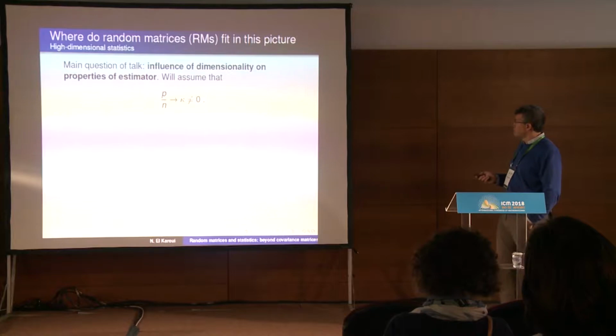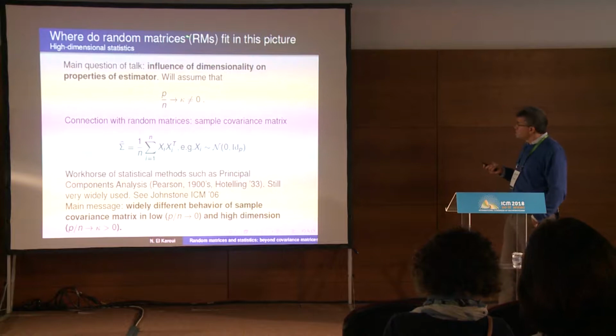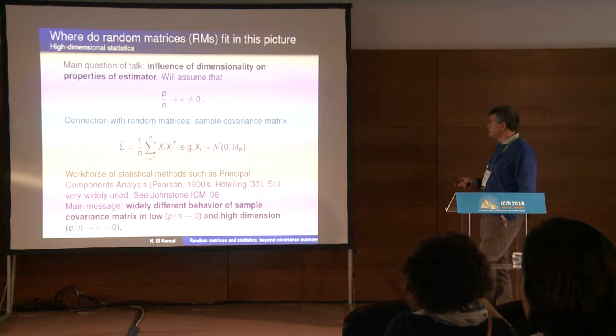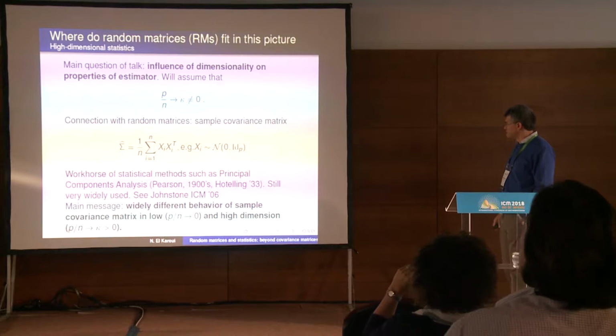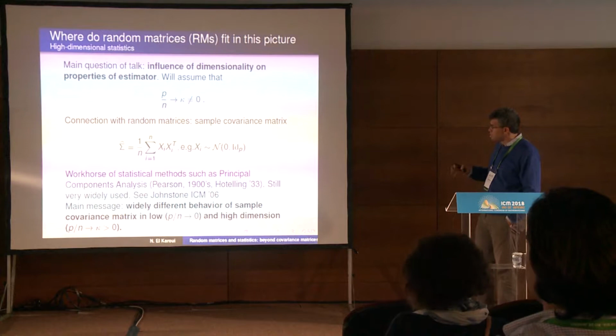So that's very similar to the setup of large dimensional random matrices. Though in statistics, a lot of the work has focused on, let's say, the sample covariance matrix. So for the sake of simplicity, say you have observations that are Gaussian, normal zero identity, again in P dimensions. You compute the sample covariance matrix. For simplicity, I didn't recenter.